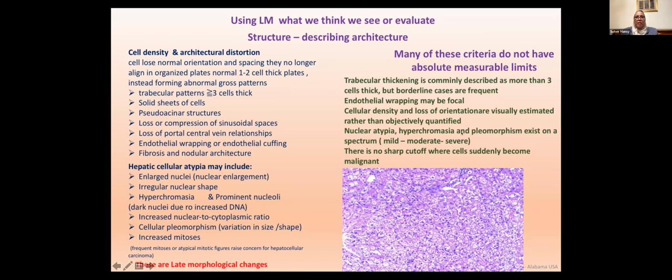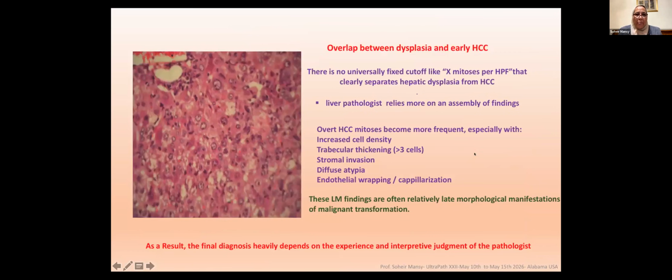Nuclear atypia, hyperchromasia, and polymorphism exist on a spectrum as mild, moderate, and severe. This is the judgment of the pathologist. There is no sharp cutoff where cells suddenly become malignant. Usually, we face overlap between dysplasia, especially high-grade dysplasia, and early HCC, because there is no universal cutoff for mitosis per high power field that clearly separates hepatic dysplasia from HCC.